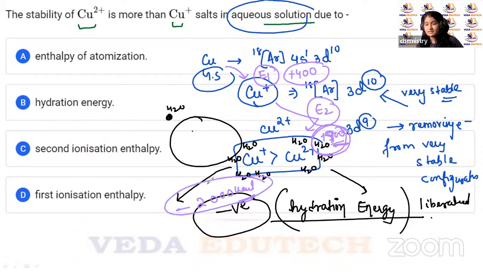Minus 2000 energy is being liberated, so it is compensating for whatever extra energy we are giving here, the energy required to remove the second electron. Whatever ionization energy we are giving is compensated by the very high negative hydration enthalpy. Why? Because Cu2+ being smaller in size, the hydration enthalpy is very large, right? So it heavily compensates, because here you are giving 900 but here you are getting 2000. So that is compensating for the energy of ionization, right?